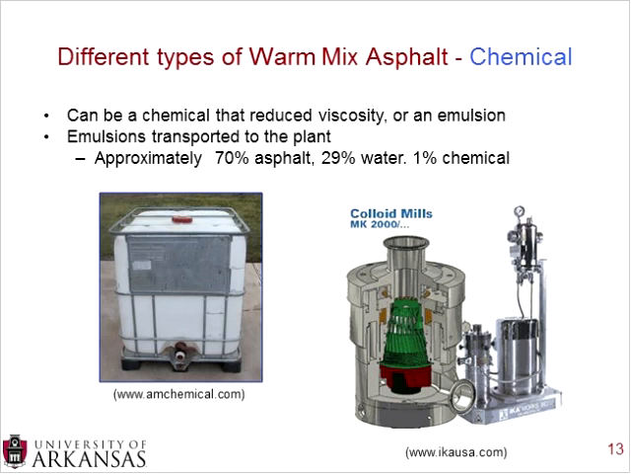Or there have been opportunities to also use an emulsion type technology to get those lower production and construction temperatures. And that would involve bringing in a tanker truck of emulsion to your plant and feeding that directly into either the drum or the pug nose. And when those emulsions are transported to the plant, they're usually 70% asphalt, 29% water, and then 1% of that chemical.